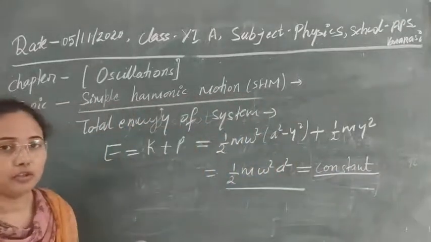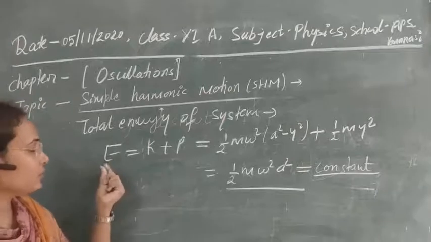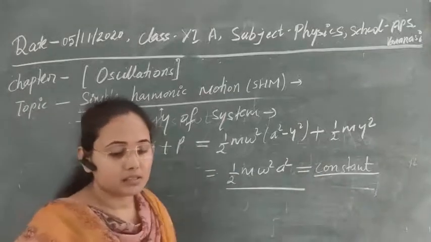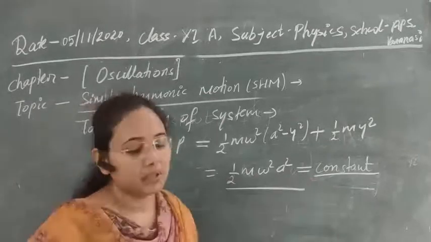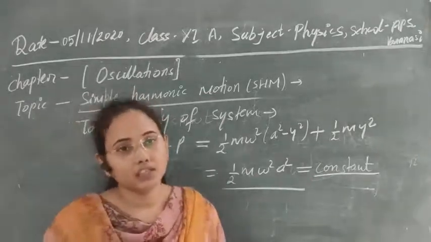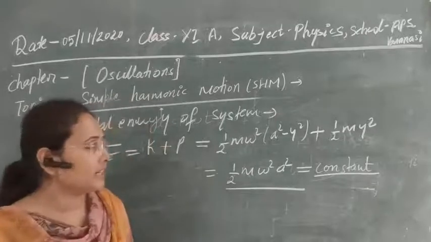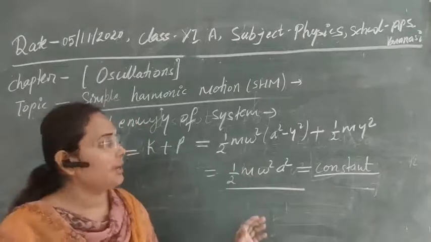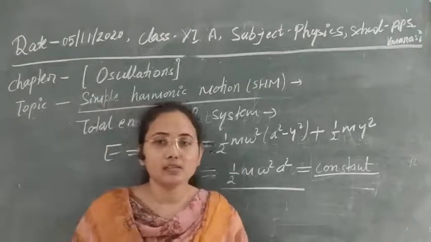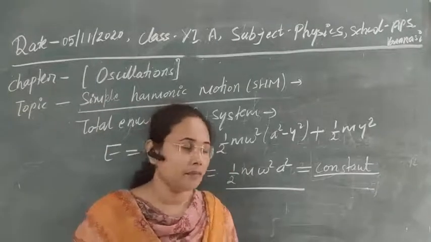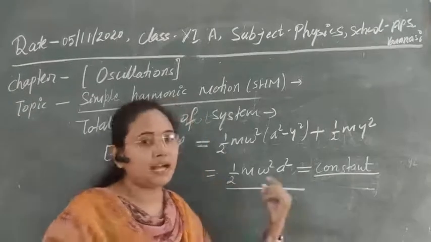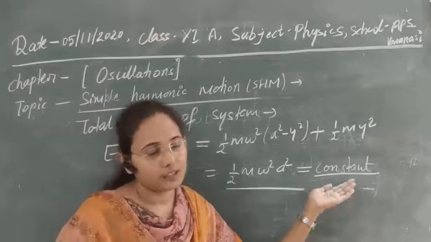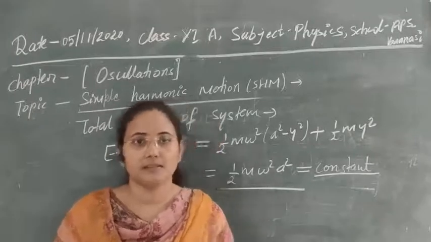So in simple harmonic motion, at every point the total energy of the particle remains constant always. It means the total energy of the system, the mechanical energy, will be conserved in this condition. It means that the force acting on the system in simple harmonic motion is conservative. This is the ideal condition, so that's why the force can be conservative, and if the force is conservative, then the mechanical energy should be constant, and we have proved that the mechanical energy is constant in this case.